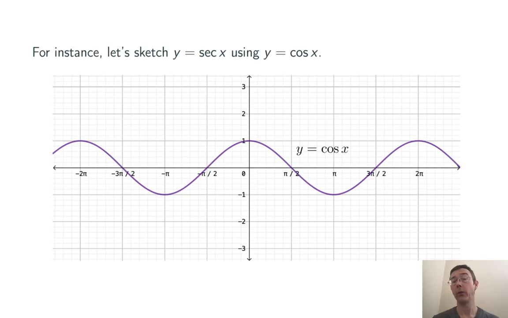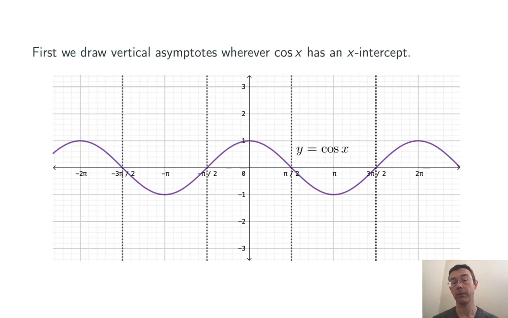Here's a graph y equals cosine of x. Let's use it to graph y equals secant of x. First of all, notice the zeros at negative 3 pi over 2, negative pi over 2, pi over 2, and so on. Those are going to be vertical asymptotes for the corresponding secant function. So I've thrown those in here.